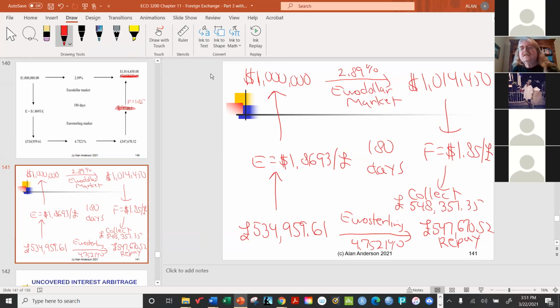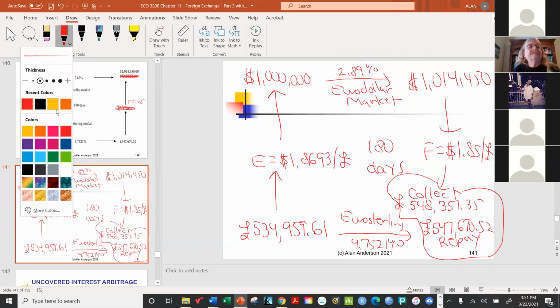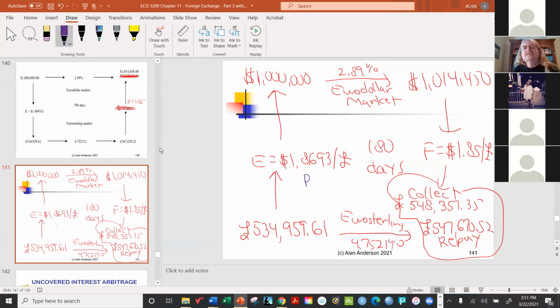And guess what? Just as we predicted, I'll sneak it over here somewhere, the profit is the difference between the two of them. Let's see, what is that? 547,670. All right, so we made 680 pounds, and let's say 83 pence.